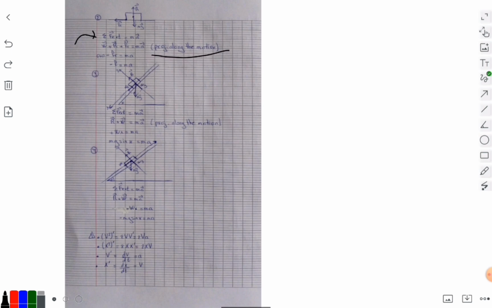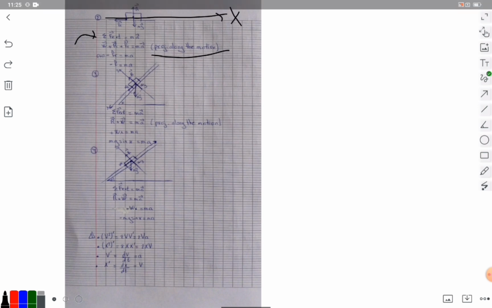Projection along the motion: the weight and reaction of support are cancelled since they are perpendicular to the motion. This is the motion x-axis. The friction force is opposite to the motion, so we obtain minus friction equal ma, then minus F equal ma. In the third case, we have an inclined plane like this.